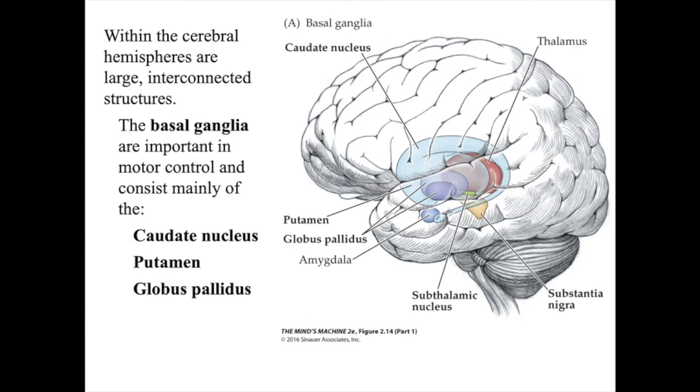But here I would like to include only the caudate, which you see in the picture represented in blue. If you look at the picture, you see the shape that it has, and it has a tail, and so caudate stands for tail. And then another one that's called the putamen and the globus pallidus. Depending on the textbook you use, you can include more.